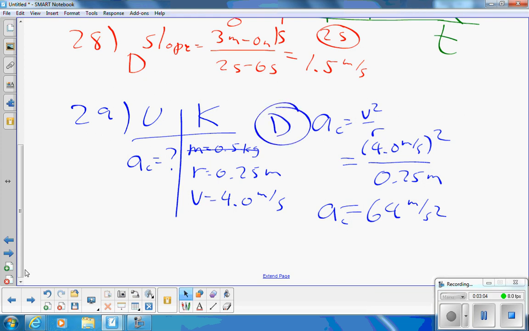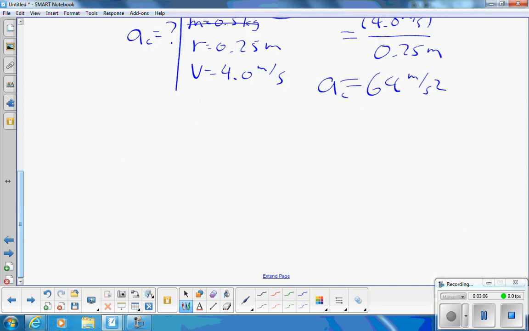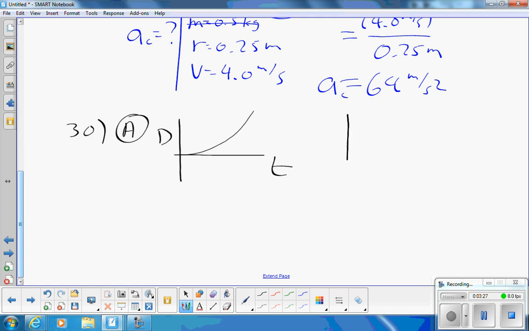Finally, number 30. Flipper doodle. Which pair of graphs represents the same motion of an object? Okay, I'm going to look at all these choices. Choice A is the correct choice because on displacement time, they show me constantly increasing slope. That means constant acceleration. And on velocity time, they show me constantly increasing velocity, also constant acceleration.